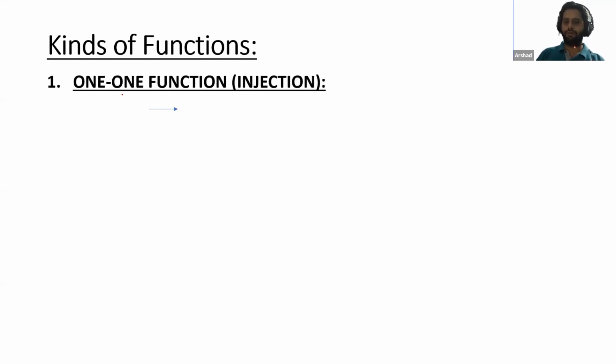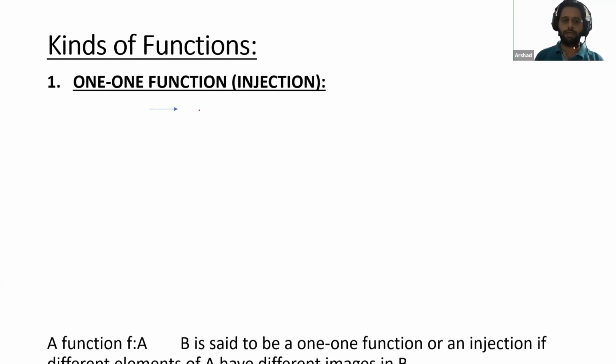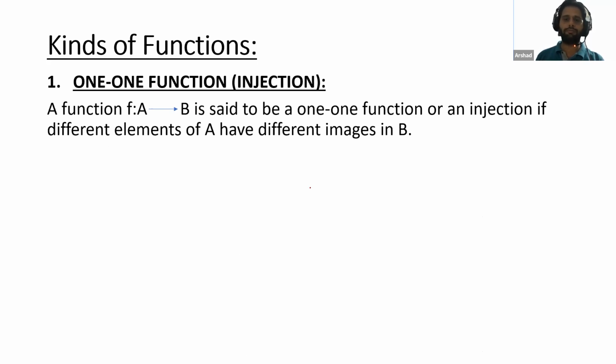First is the one-one function. This is also called the injection. Please don't write or note this right now. Now, what is a one-one function? A function f from A to B. I hope you understood what is meant by this symbol. f is a function from A to B.